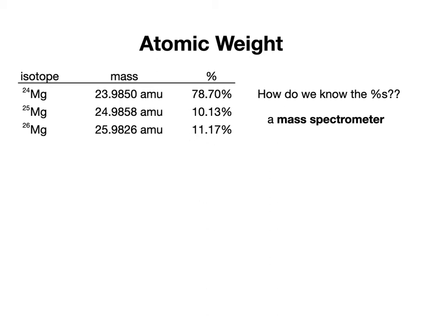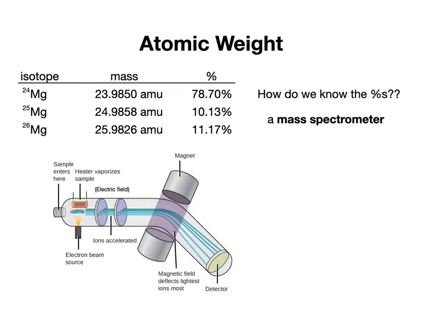I want to just very, very briefly give you just a general overview of how a mass spectrometer works, okay? This is a very simplistic picture of a mass spectrometer, okay? So you've got some key parts. You've got the sample inlet.